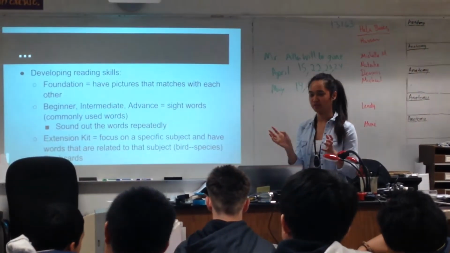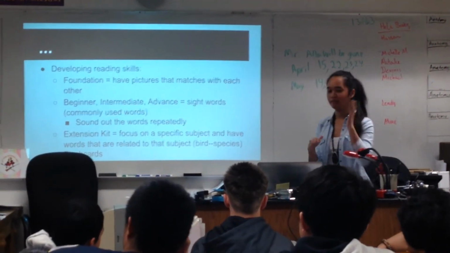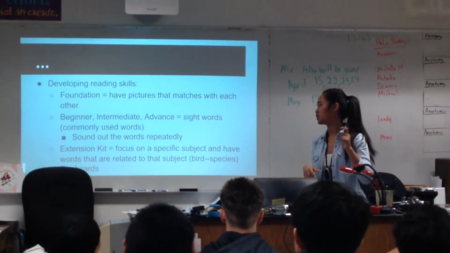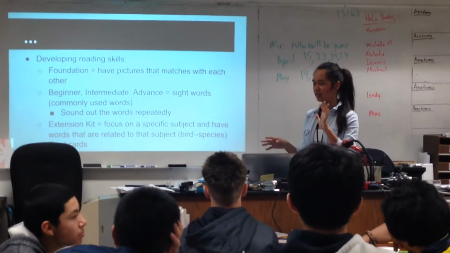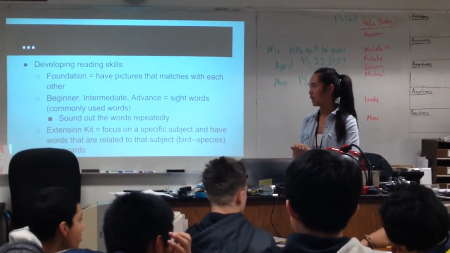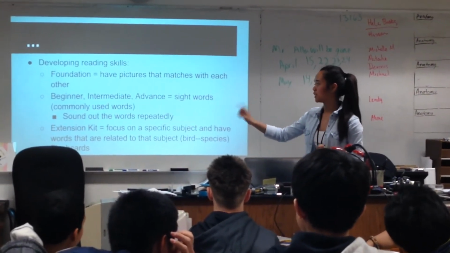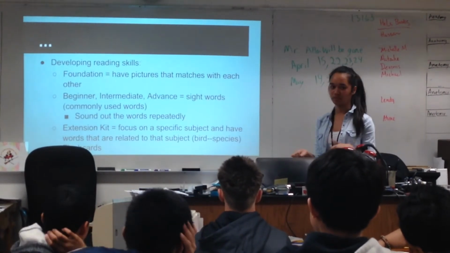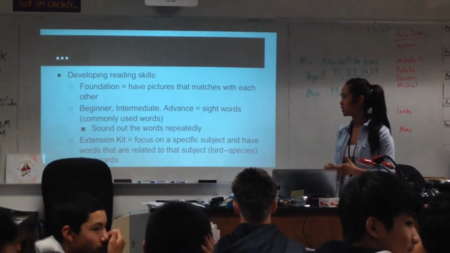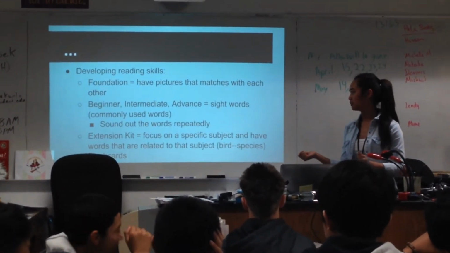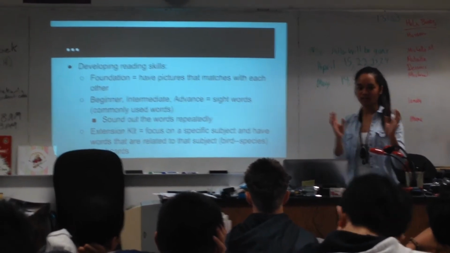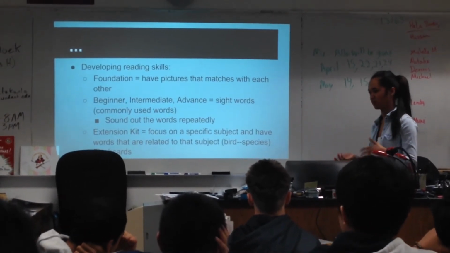When you're trying to teach someone reading skills, according to Down Syndrome Quick Start, which I found on YouTube, they have 5 stages. First, just like kindergarten or preschool, you'll have pictures and words that go together. Then 3 other stages, beginner, intermediate, and advanced, use words like go and stop, words that are used commonly. And the 5th stage, the extension kit, for our class, because this is a science class, we use words related to science.